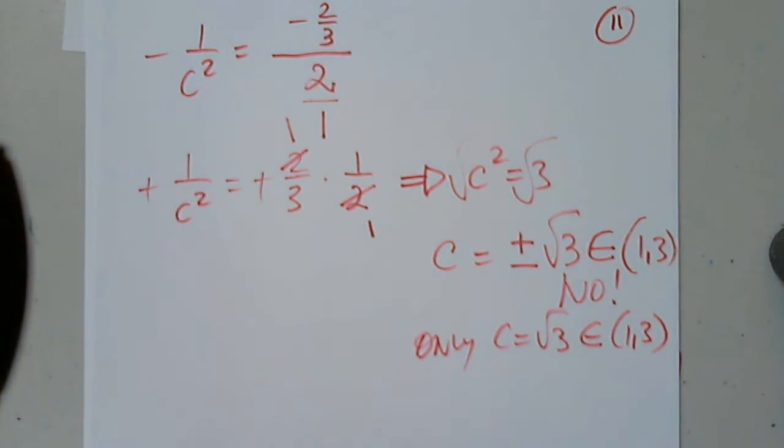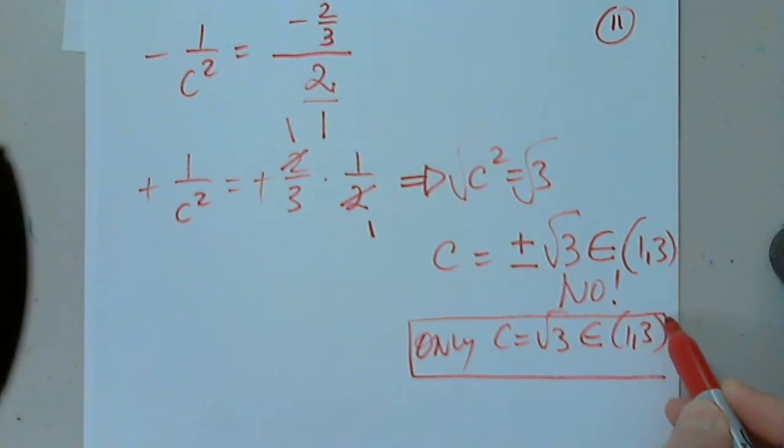The other one is negative 1.73, and it's in the negative part. So only this is guaranteed by MVT.